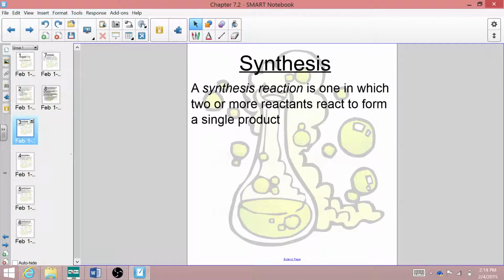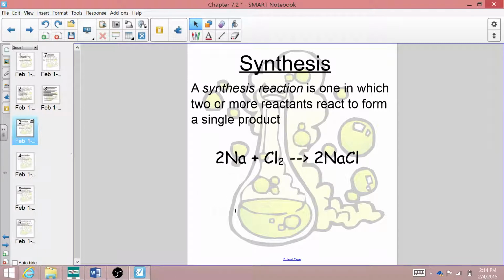The simplest type of chemical reaction is called a synthesis reaction, and this is one where we get 2 or more reactants that come together and bond to form a single product. An example of this is making salt. When we make salt, we start with 2 reactants. We start with sodium and we start with chlorine. And those 2 things will bond together to make one single ionic compound, NaCl.